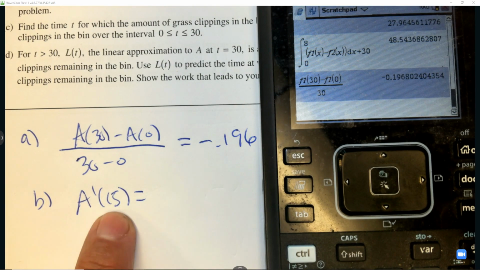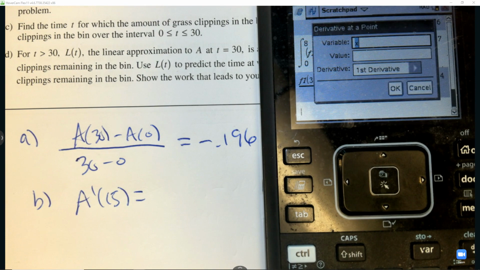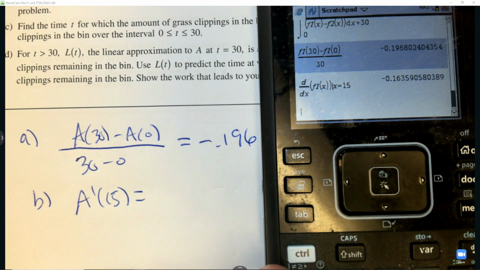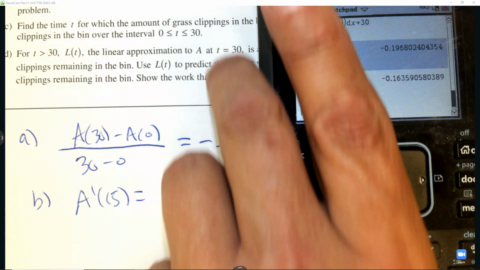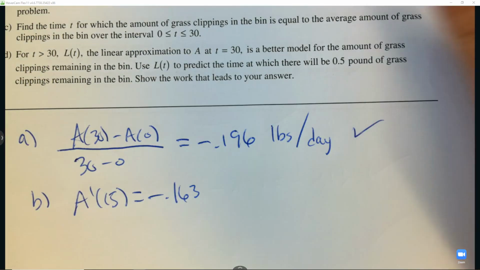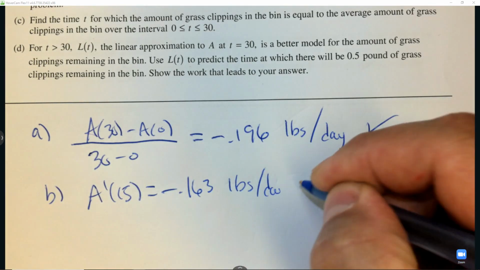The derivative at 15. So menu, calculus, derivative at a point. The value is at 15. And then F1 at x. Negative 0.163. The units would be pounds per day squared.